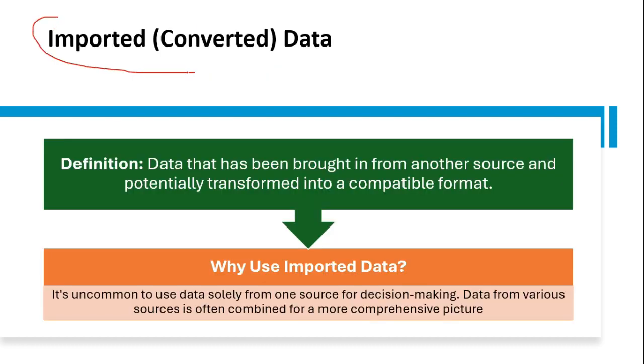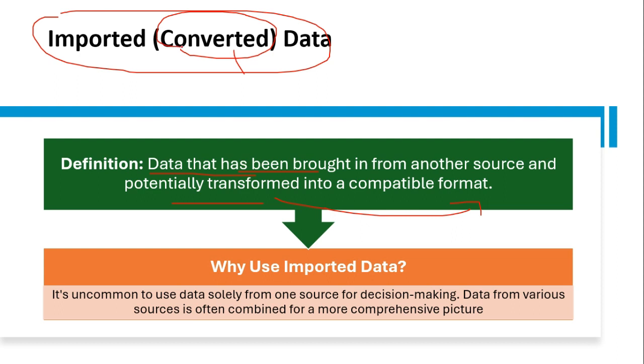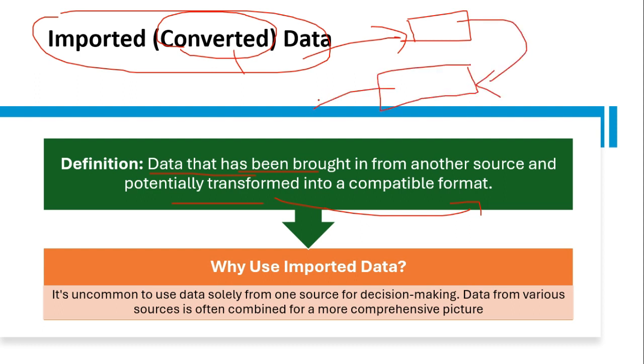And the next data type is imported data. It is also known as converted data. It is data that has been brought in from another source and potentially transferred into a compatible format. So as the name mentions, it is converted data. We get this data from another source and convert it into another format to extract information from it. So that is imported data.